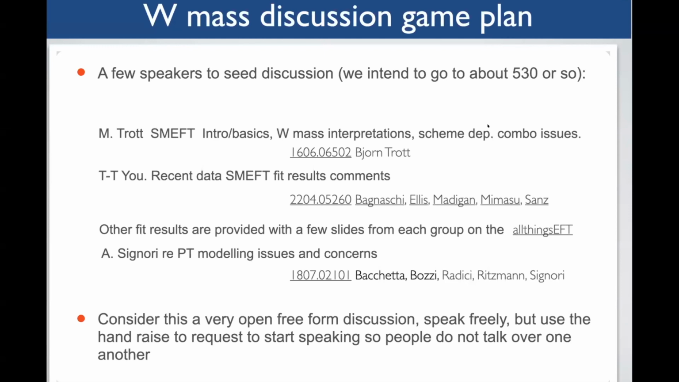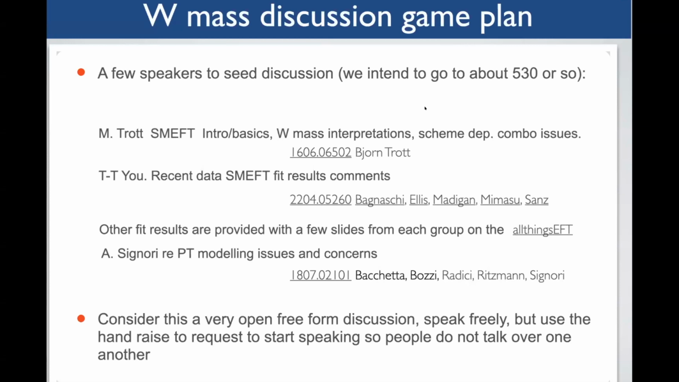And the idea here is just to have a very free-form open discussion, but not total chaos, in terms of discussing some of the issues with respect to thinking about this sort of experimental measurement, interpreting it in the standard model effective field theory in particular.